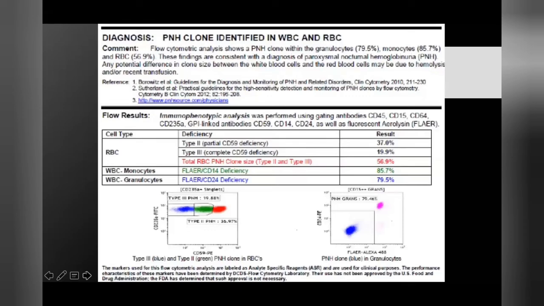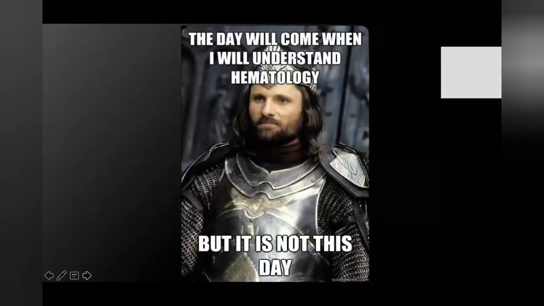So this is a sample report. You have to say which cells you have analyzed, then whether there's a partial deficiency, that is a type 2 clone, and whether there is a complete deficiency, the size of the clone has to be reported. The total size of the RBC clone, that is type 2 and type 3, needs to be reported. Similarly, for WBCs, that is monocytes, you have to tell which marker, which GPI anchor, you used for seeing the GPI PNH. And again, the clone size needs to be reported. So this is the sample report here. Next, please.